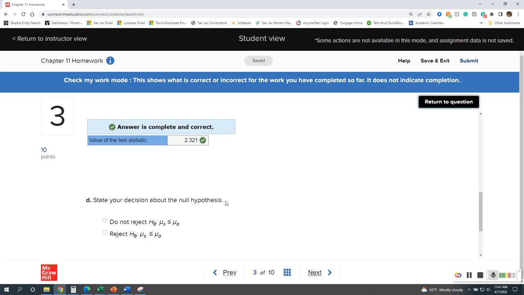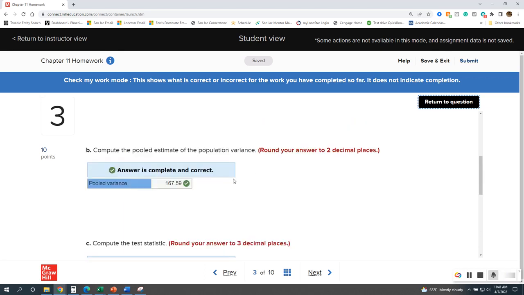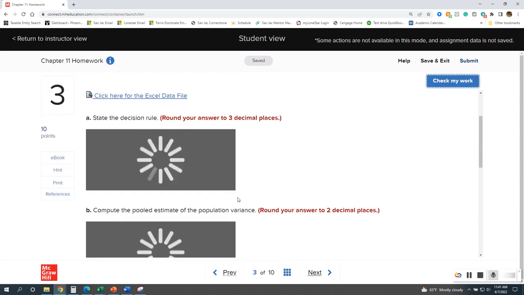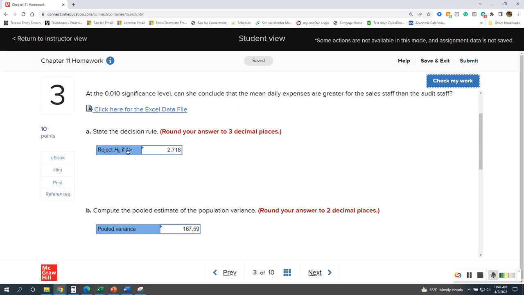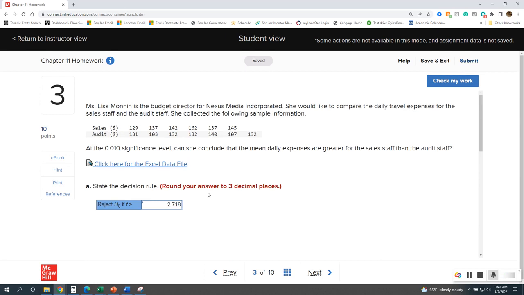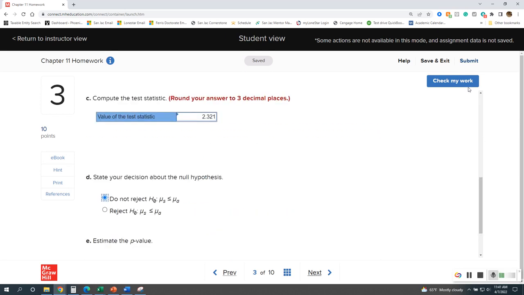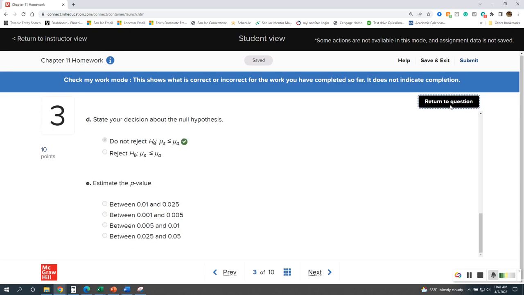All right, so our question is, are we going to reject? So go back to our decision rule. We only reject if our t-statistic is greater than 2.718. It is not, so we do not reject. Again, if it does fall where we reject in our decision rule, you do select reject. So you hit check. And there we go.